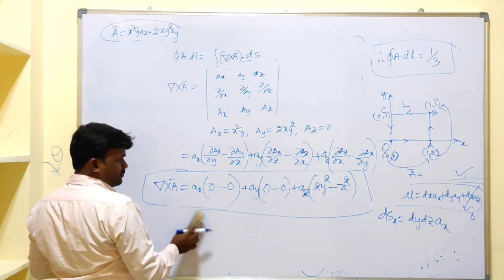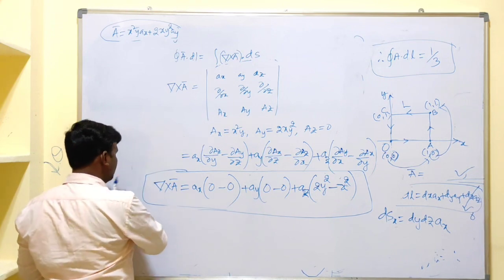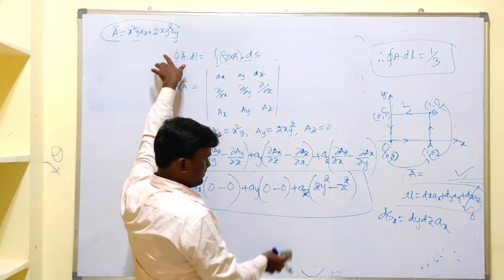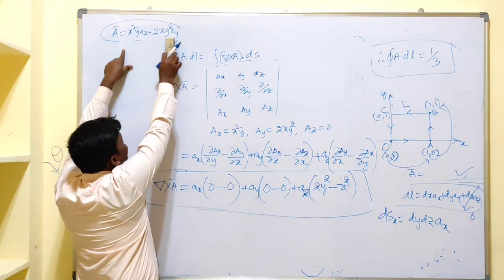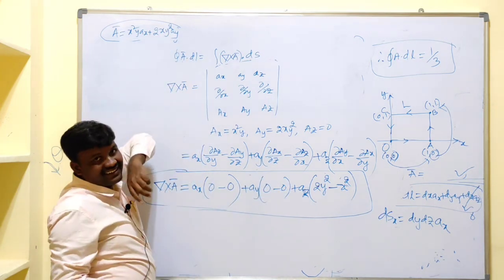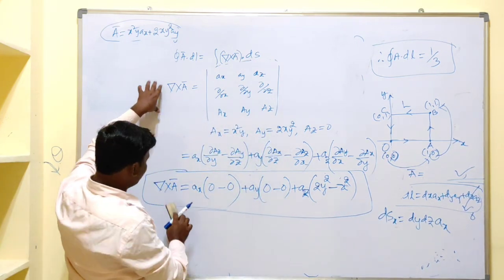This del cross A is perpendicular to what? A and del. A is in the xy plane, it is along x, y. Z is perpendicular to this ax, ay. Clear? Now simplify this. What you require? This is just del cross A.